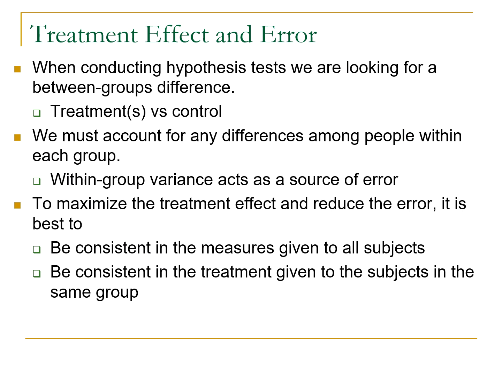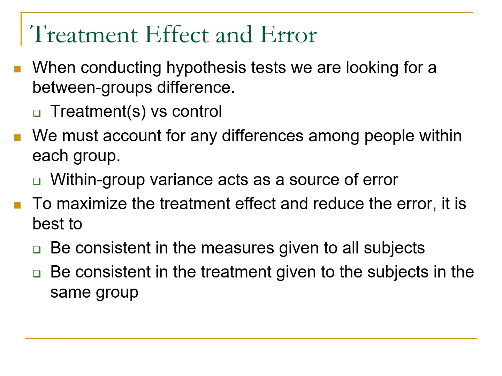So in conducting a hypothesis test, we're looking for a between groups difference. We're looking for basically there's a difference between our treatment or treatments and when those treatments are not there, often referred to as control. We must account for any differences among people within the groups. So within group variance acts as a source of error.